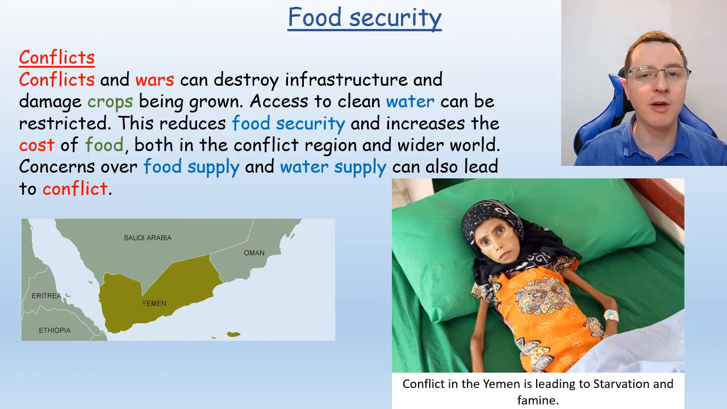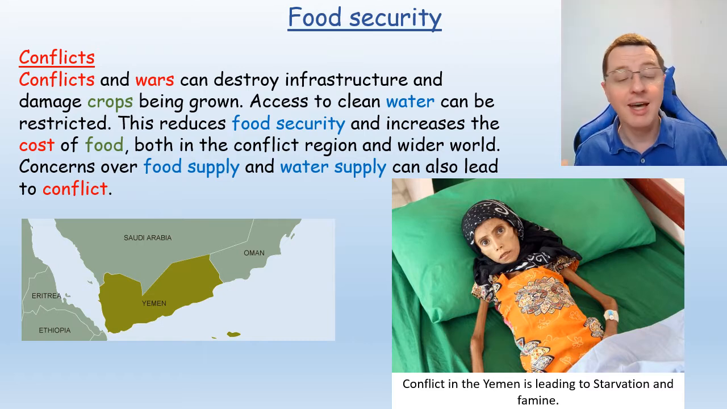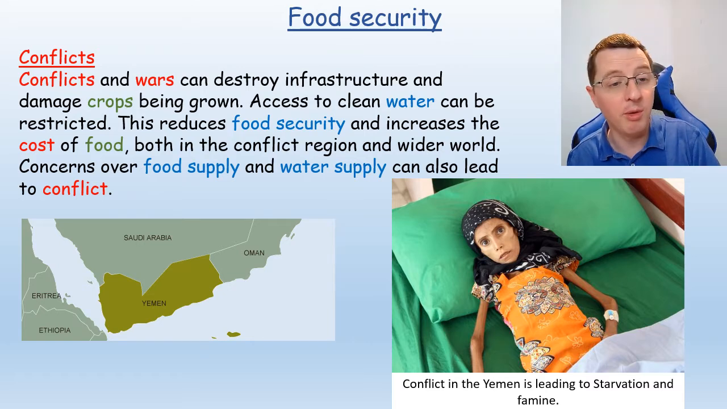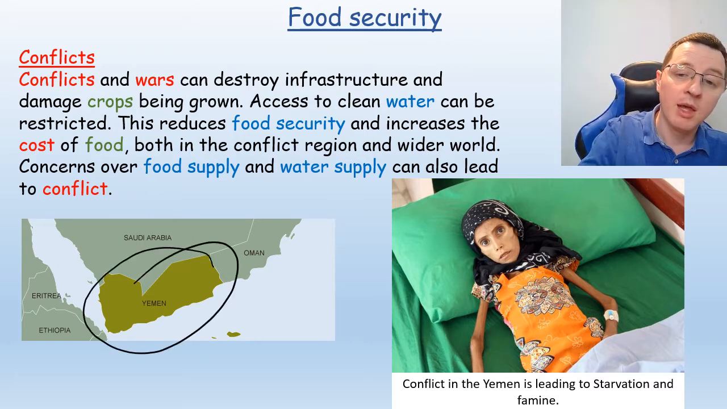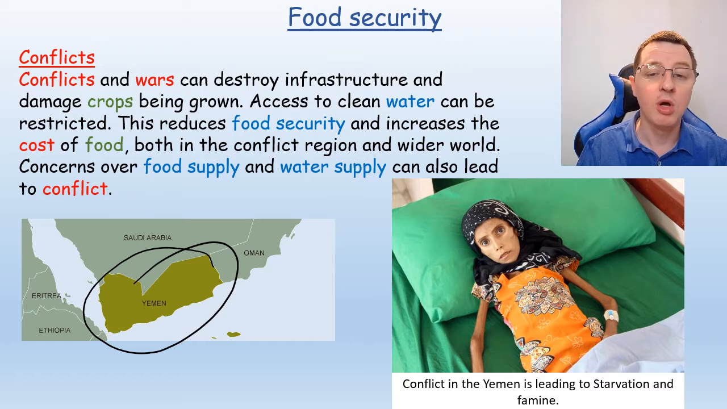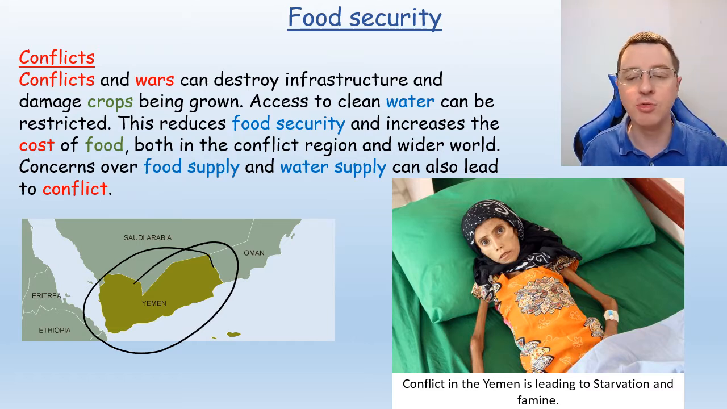The next factor that can affect food security is conflicts. Conflicts and wars can destroy infrastructure and damage the crops that are being grown. Access to clean water can be restricted, and this reduces food security and increases the cost of food, both in the conflict region and in the wider world. Concerns over food supply and water supply can actually also lead to conflict, and an example of this going on right now in 2020 and 2021 is in the Yemen, where again we have a large number of people suffering because of a lack of food security.